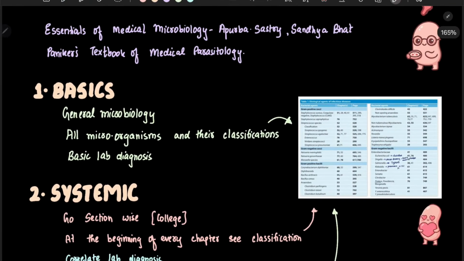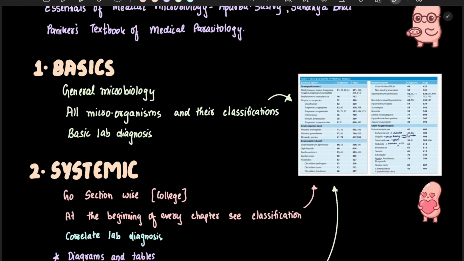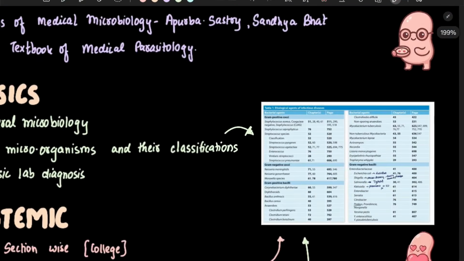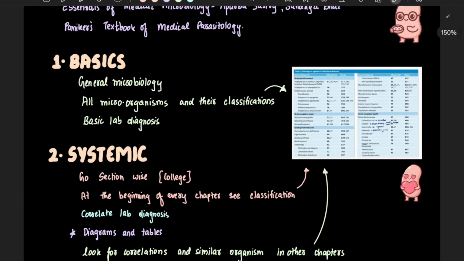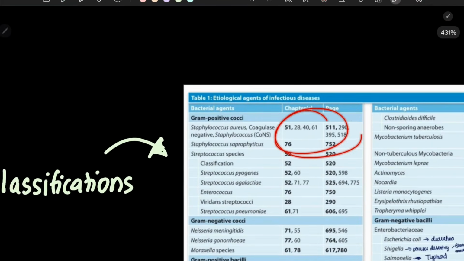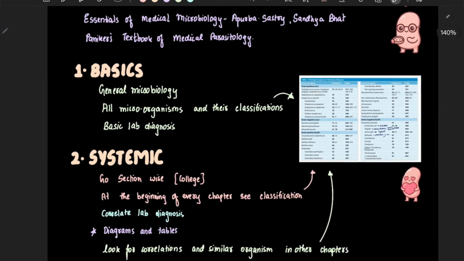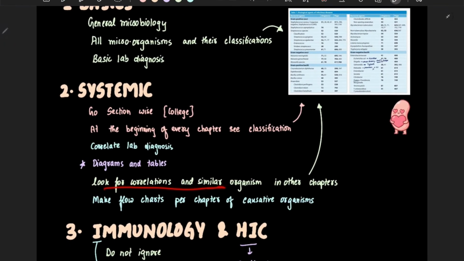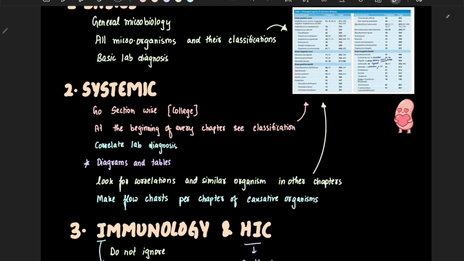to do it from the beginning of the year rather than breaking your head at the end of the year. So you will be ahead of everyone in the subject if you do this particular thing. Okay, so look for correlations, and then make flow charts per chapter of causative organisms.